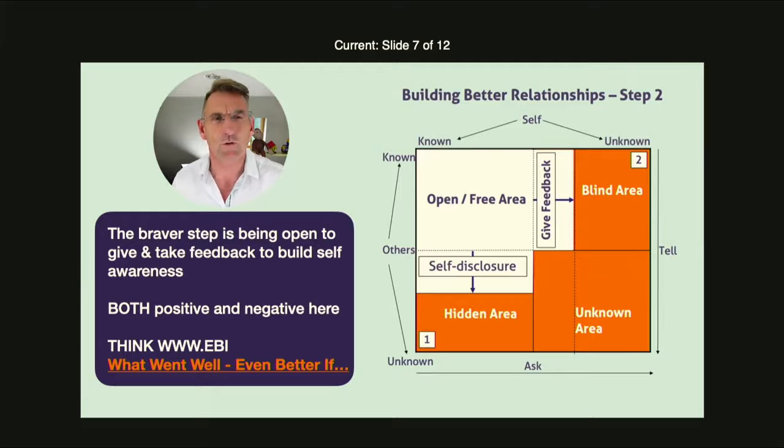WWW.EBI, which stands for what works well, what went well, what went wrong type conversation, WWW, and then it's even better if. So that's a really positive way of saying, okay, what went well, even better if you do this. You'll get even more betterer results. I know that doesn't make grammatical sense. I just like it. Even more betterer results. So there's a framework for you, even better if. So I hope that might help you.